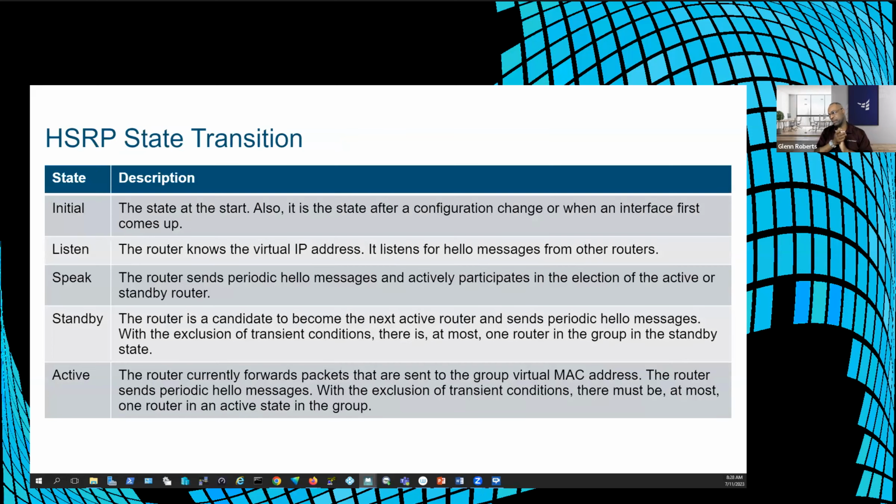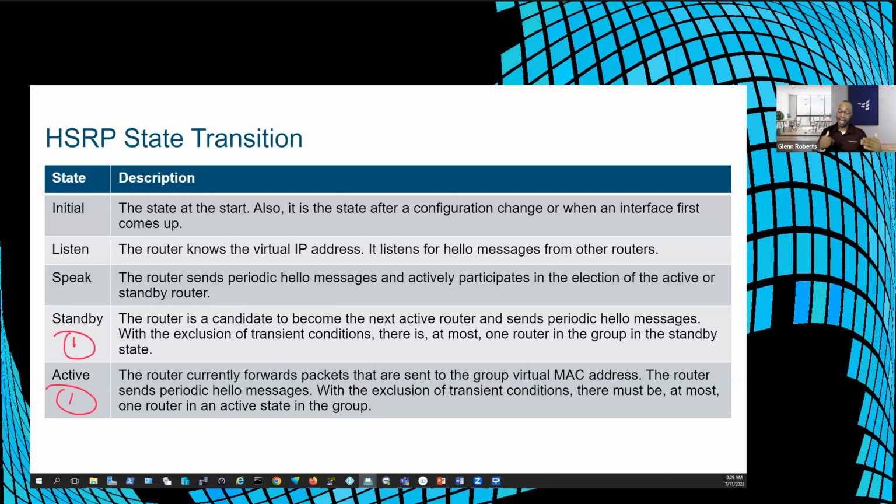You've got the state transition, as I mentioned as well. These devices come up, and they're going to go through 5 states: initial, listen, speak, standby, and active. All that means is when you configure HSRP, the devices are going to transition through this. Now, the qualifier is in the event you have more than 2 devices in the group. Always and forever, there's going to be 1 active and 1 standby. So you'll have at least 2 devices specifically so HSRP can function.